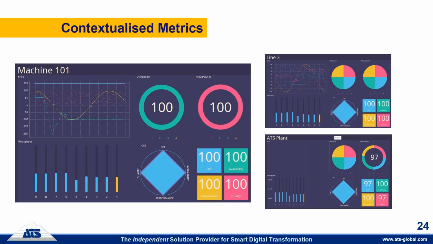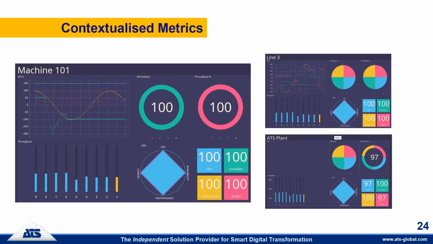We've got throughput as well. We've got these bar charts along the bottom, numbered 1 to 9. That's the 8 previous hours and the current hour of throughput of that particular machine, line, or plant, depending on the level that we navigate to.